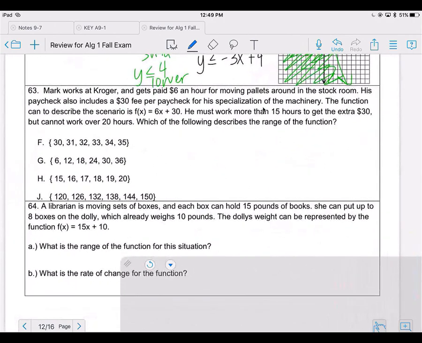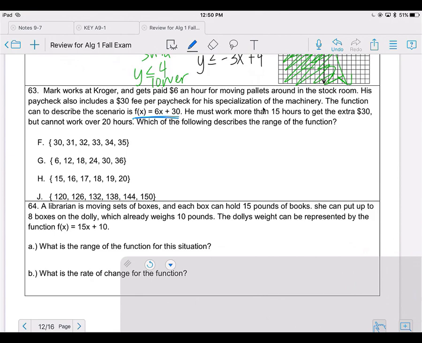63 says Mark works at Kroger and he gets $6 an hour for moving pallets around in the stock room. His paycheck also includes a $30 fee for a specialization of the machinery. The function to describe this scenario is f of x equals 6x plus 30. So what they're saying here is everything we just told you can be represented by this. He must work more than 15 hours to get the extra $30, but cannot work over 20 hours.